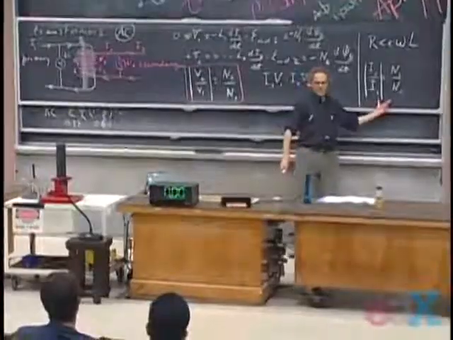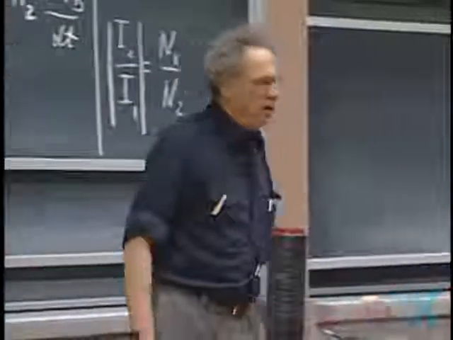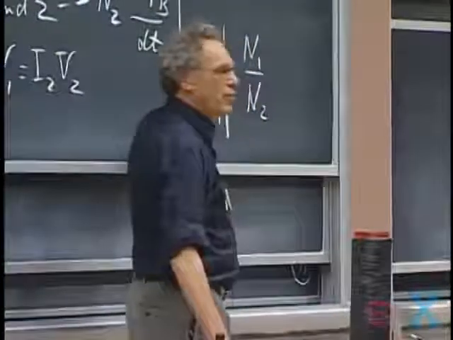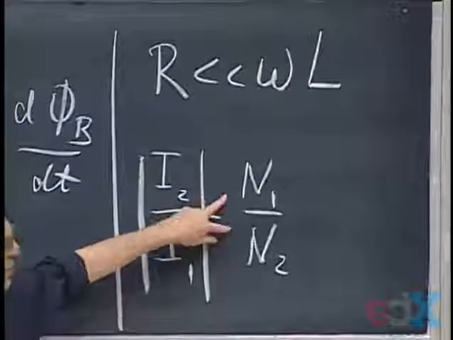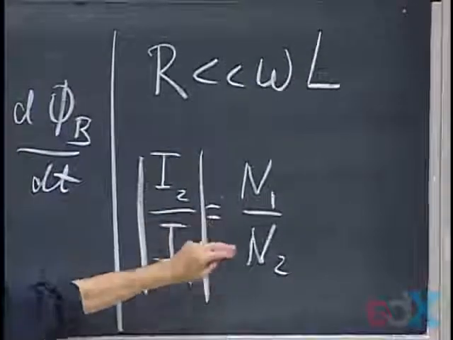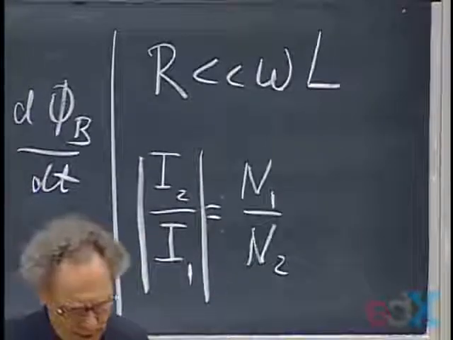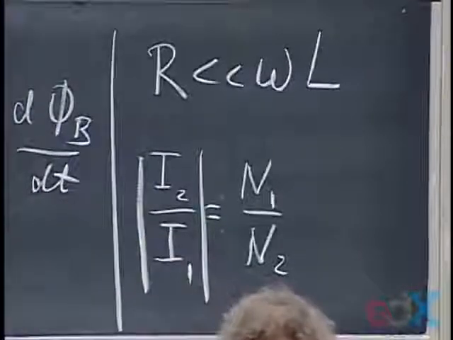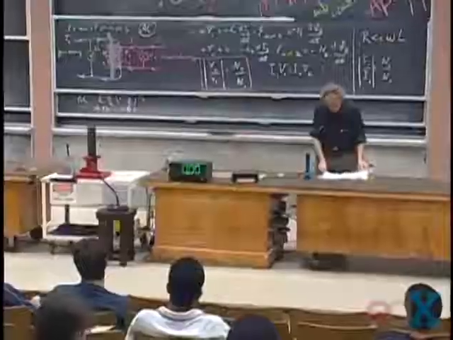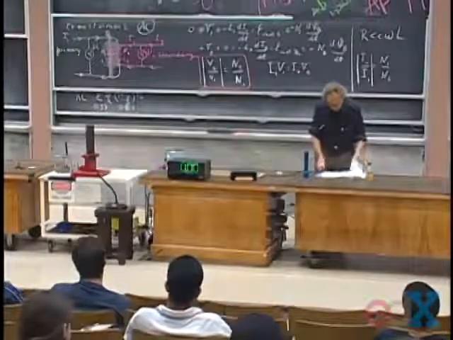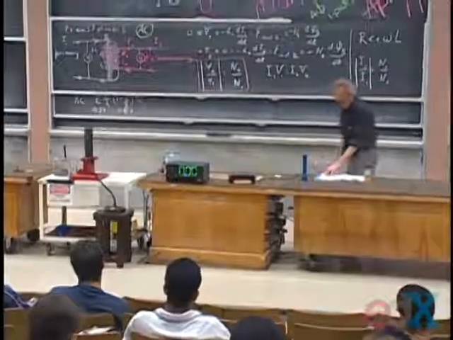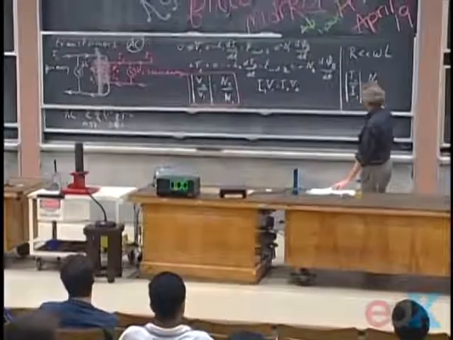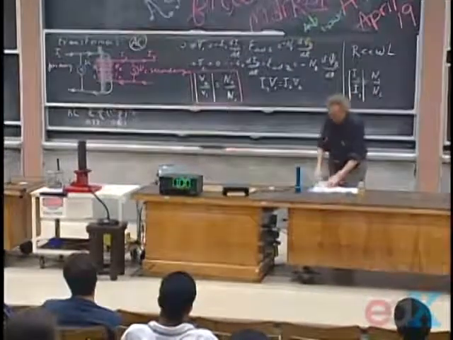And when you look at this, you see that you can generate, if you want to, in the secondary an enormously high current by simply having a large ratio N1 to N2. And I will demonstrate that today, that indeed, if you meet those conditions, you can do that. I2 over I1, that's fine. V2 over V1, that's fine.